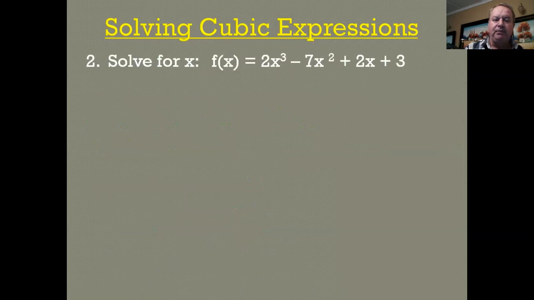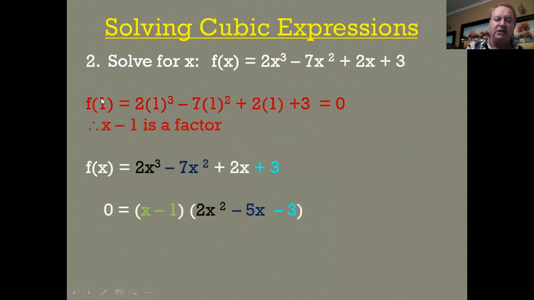Right, now the last sum. Solve for x if f(x) is equal to 2x cubed minus 7x squared plus 2x plus 3. The first thing I'd try is 1. F of 1 is 2 times 1 cubed minus 7 times 1 squared plus 2 times 1 plus 3, which is 0. Therefore, x minus 1 is a factor. To solve this, we let it equal 0, and x minus 1 is the first factor. I need to find this trinomial, because this times the trinomial will give me the expression.